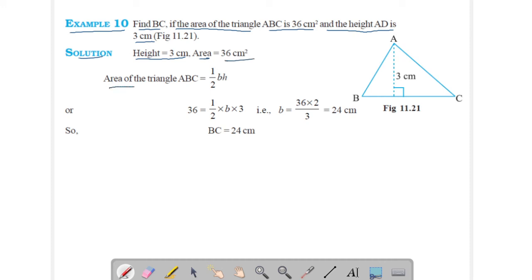Therefore, the area of triangle ABC is given by half into base into height. Now put its values. The area of the triangle is 36 equal to half, base you have to find out, and height is 3 centimeter. From here find the value of b. The b is given by 36 into 2 upon 3, and if you simplify it you will get 24 centimeter. Therefore BC equal to 24 centimeter. This is your answer.